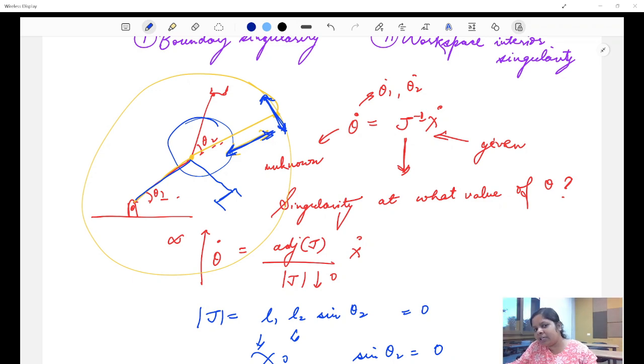You have already seen ellipsoids, right? That come from singular value decomposition. We'll be coming to that. The other thing is, when it's 180 degrees, what does that mean? It is here, and then you have the end effector here only.